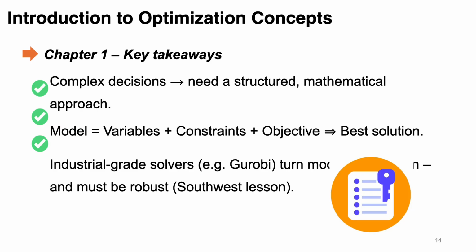As we close out our first chapter, let's recap the 3 most important points. First, complex decisions require a structured, mathematical approach. Gut feeling is a great starting point, but it cannot navigate the complexity explosion of modern industry. Second, a model is always a combination of variables, constraints, and an objective. Together, these lead us to the best solution. And third, industrial-grade solvers like Gurobi are what turn these abstract models into real-world action. But as we saw with the Southwest lesson, these models must be designed to be robust and scalable. If the math is solid, the business is solid.